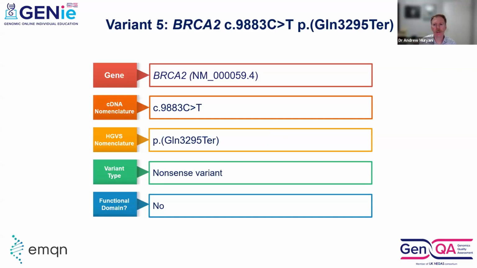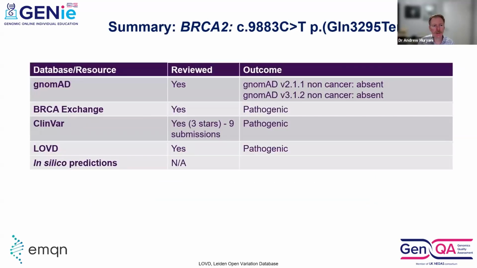So variant 5 is a nonsense variant in BRCA2. It's located in the last exon. Next slide, please. So this variant is absent from gnomAD version 2.1 and version 3.1. It's in BRCA Exchange as well as ClinVar, and there are no in silico predictions because it's a nonsense variant. Next slide, please.